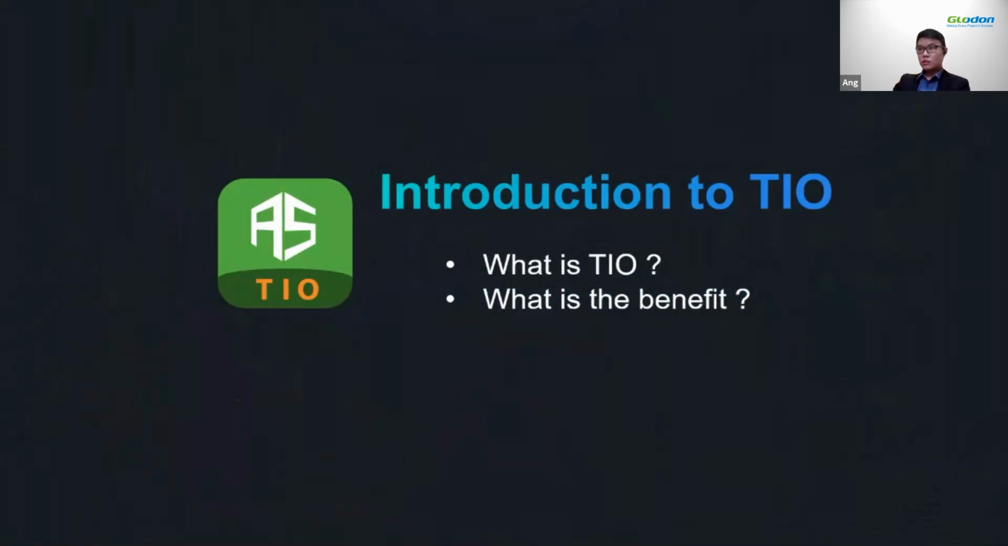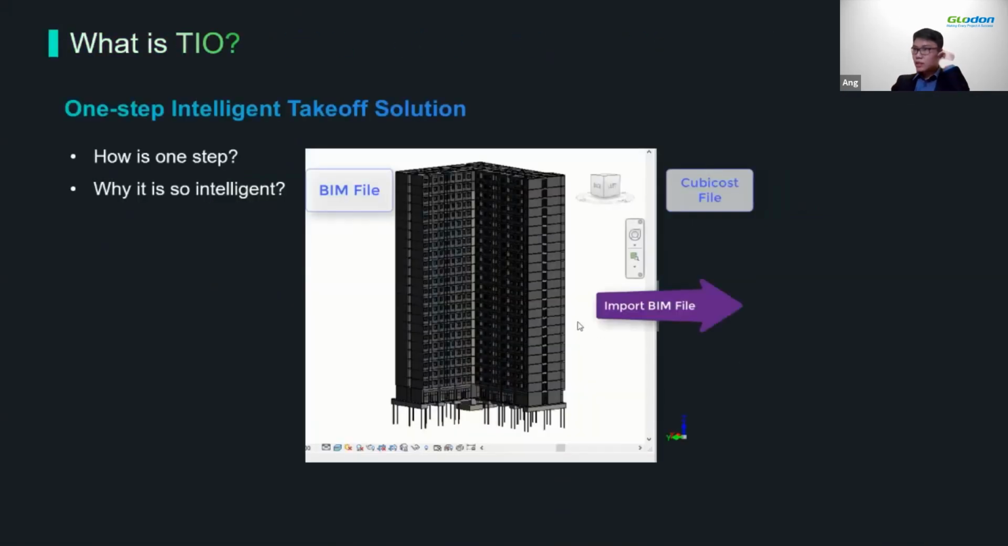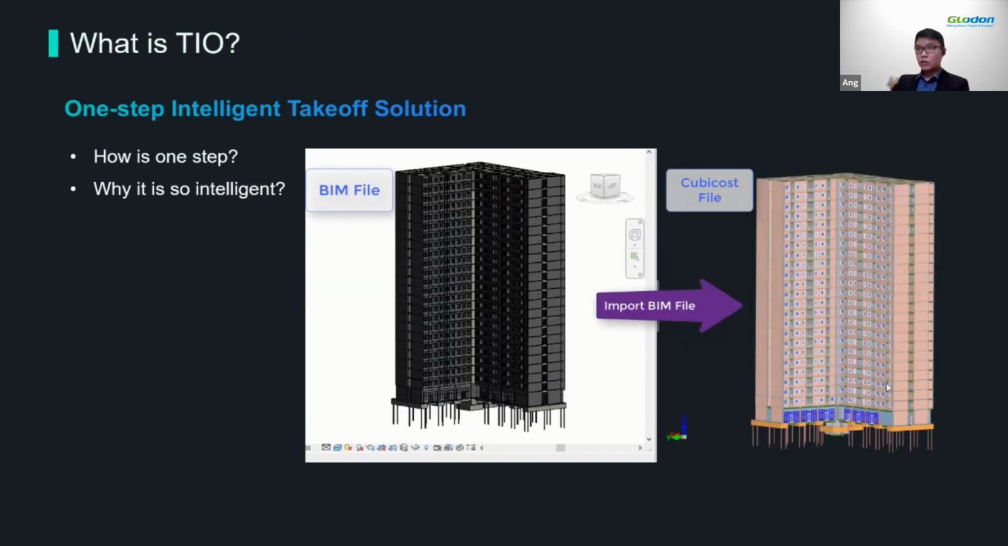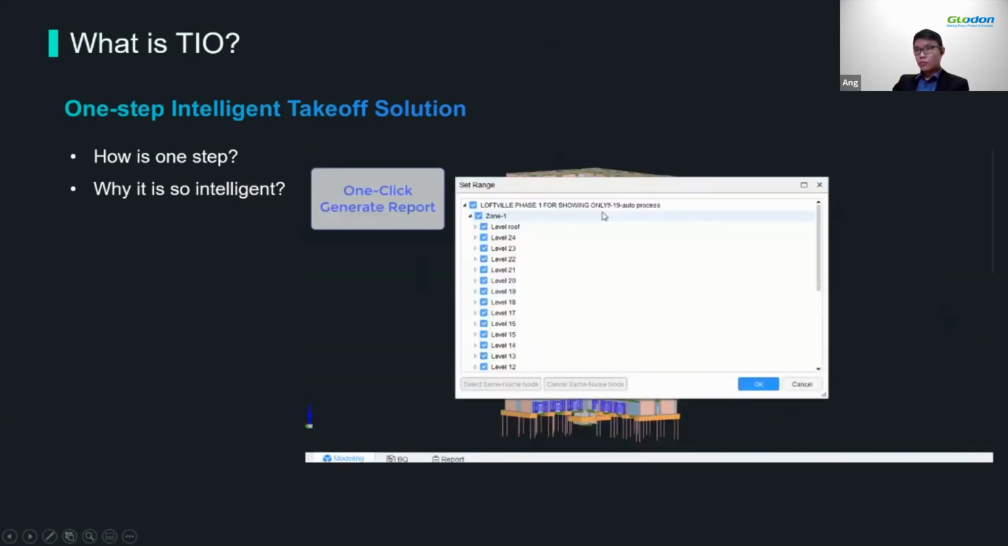So, an introduction to TIO. What is TIO, and what are the benefits that TIO can bring to you and your team? Basically, TIO stands for taking off quantity in one click, intelligently taking off. So how is it called one step?